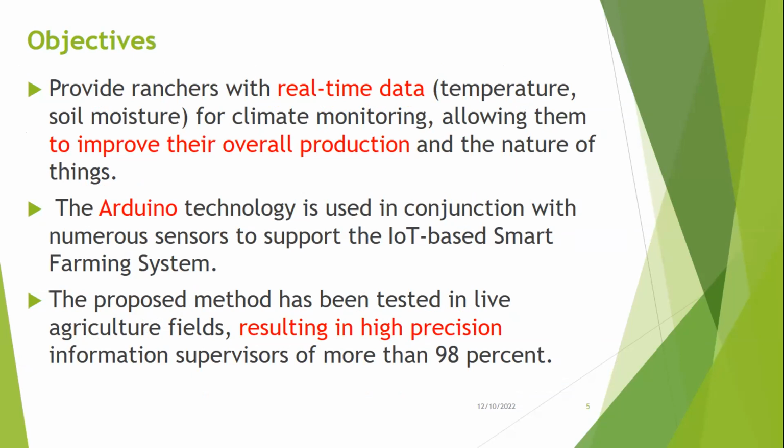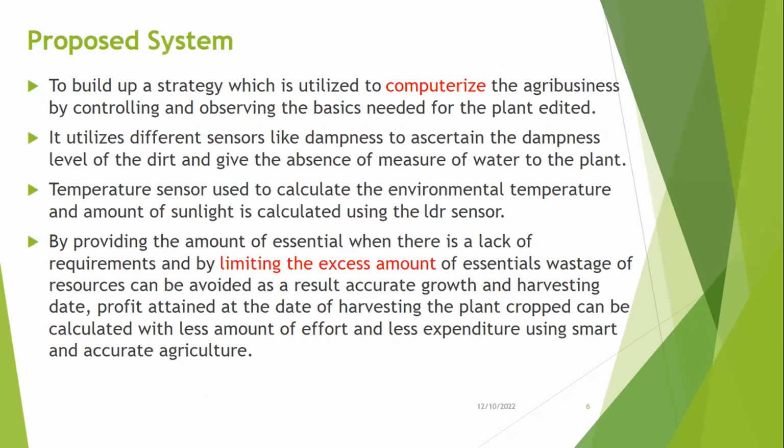We have used Arduino technology in conjunction with numerous sensors to support the IoT-based smart farming system. The proposed method has resulted in high precision, with accuracy of more than 98%. The proposed system is used to automate agriculture by controlling and observing the basic needs of the plant crop. It uses different kinds of sensors, starting from a dampness sensor to assess the level of soil moisture and report the lack of water to the plant, and also uses a temperature sensor. It uses the LED sensor to measure the sunlight, and based on that, it limits the excess amount of essentials so that wastage of resources can be avoided.